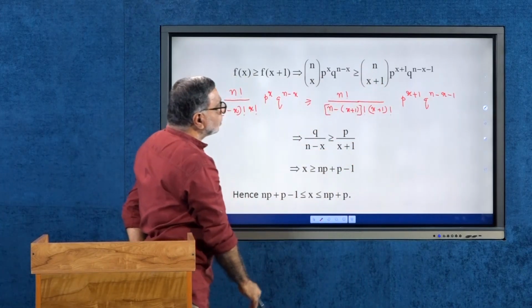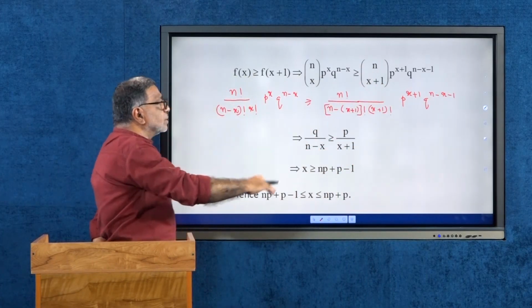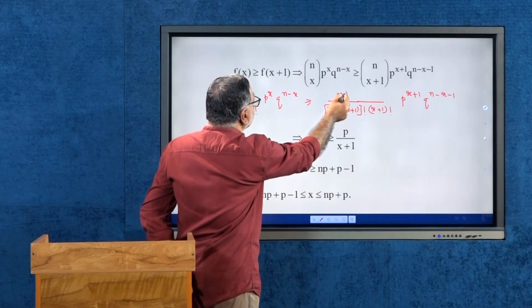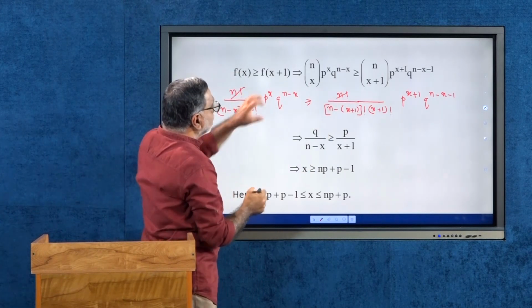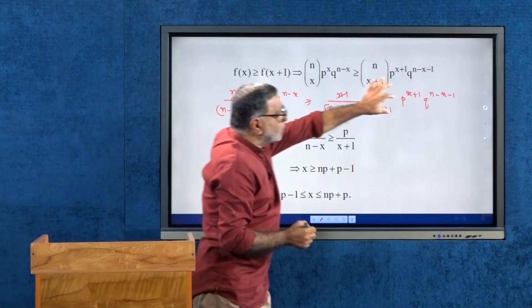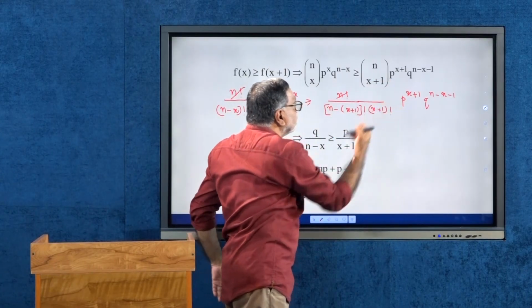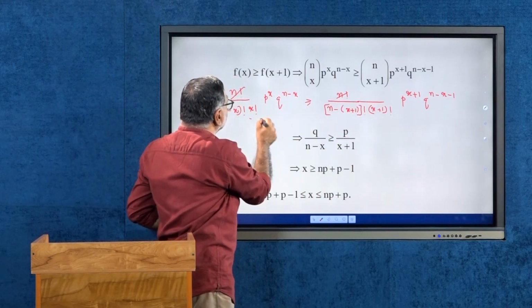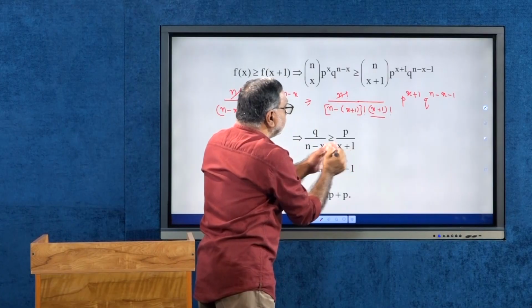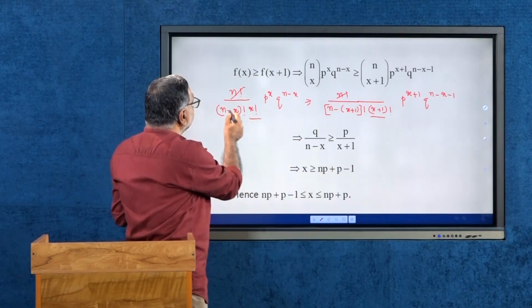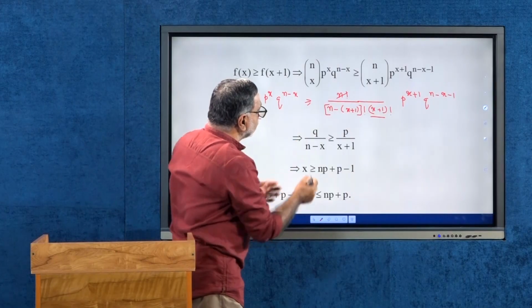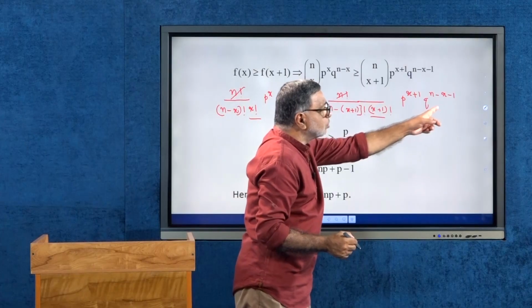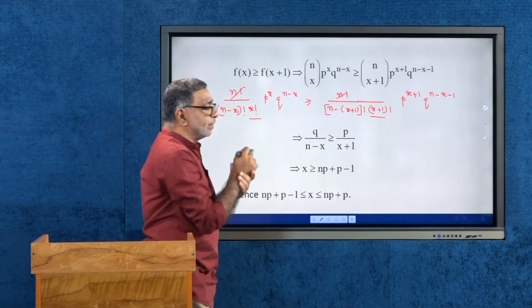So, this is the expression, and the common factors are cancelled. The n factorial will be cancelled, and from p power x and p power x plus 1, one p is remaining on the right side. So, this is p. From x plus 1 factorial and x factorial, x plus 1 remains here, and from n minus x factorial and n minus x plus 1 factorial, n minus x remains here. From q power n minus x and q power n minus x minus 1, the common factors cancel, and q is remaining.